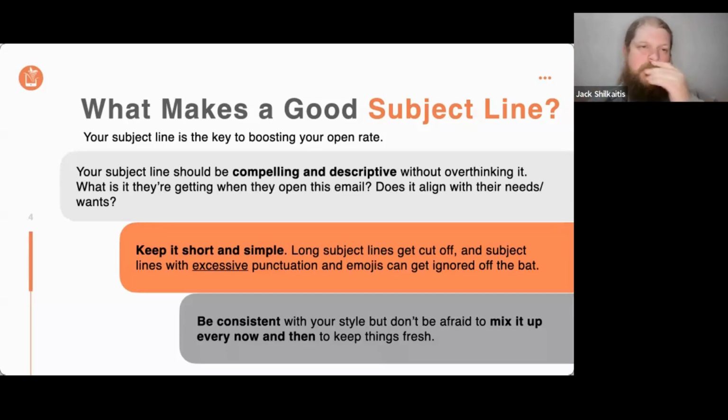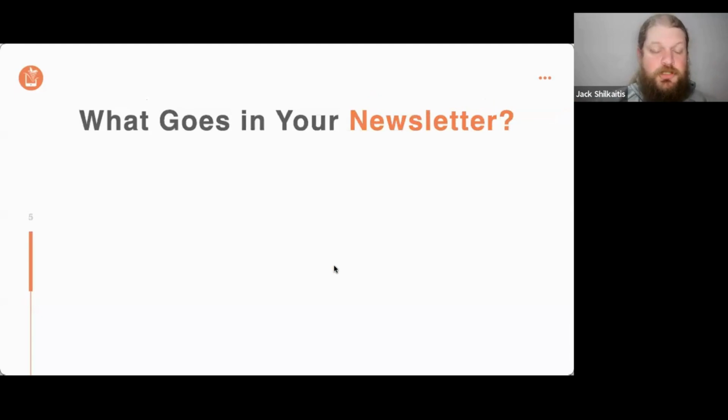And in that case, it makes it very noticeable. But if you're going to do that, you're going to want to be consistent with it. So it's up to you exactly how you choose to go down that path, right? But be consistent, keep it short, keep it simple, and be descriptive. Now, what should go in your newsletter? This is a good question. This is a question that we get a lot. What should I put in there?